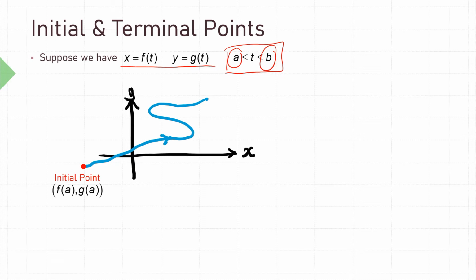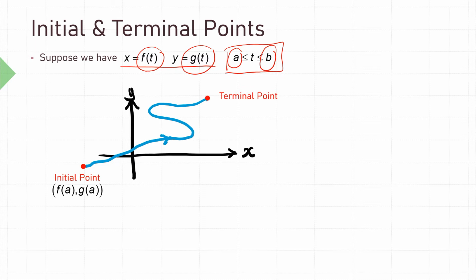How do I get this? When t is equal to a, you substitute the value of a inside these functions, and you have f(a) and g(a). That is the initial point. Now we go to the terminal point. The terminal point can be labeled there, where this is just an example.